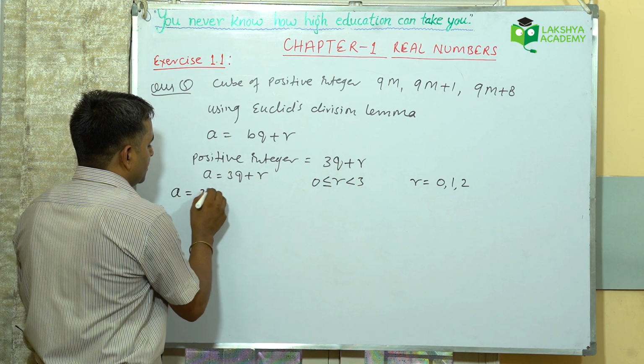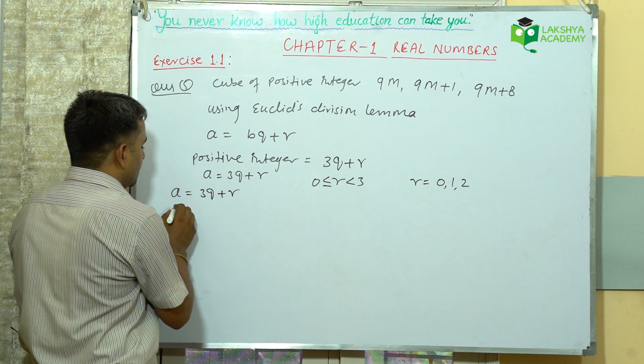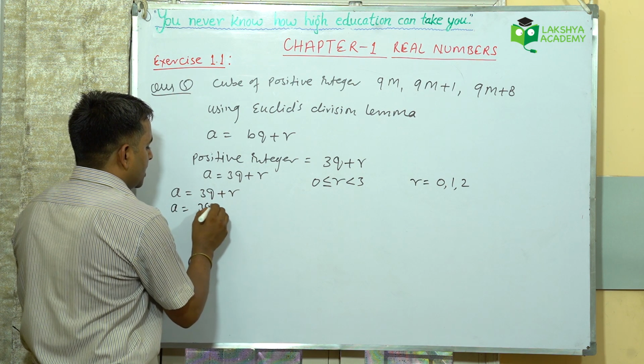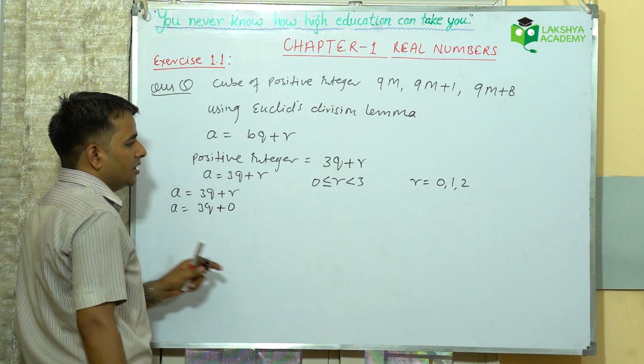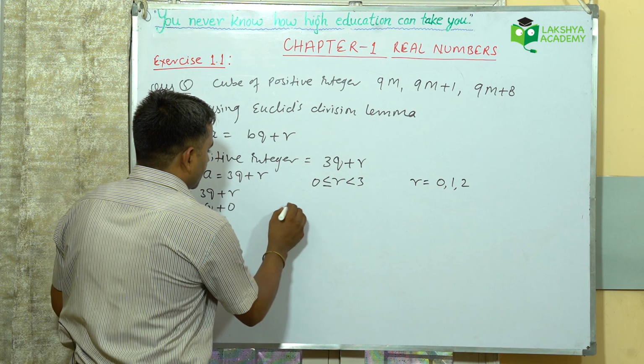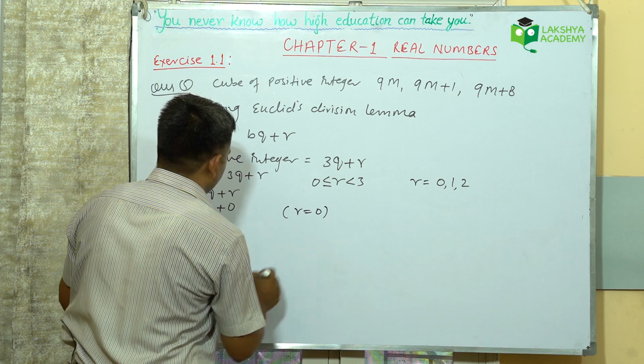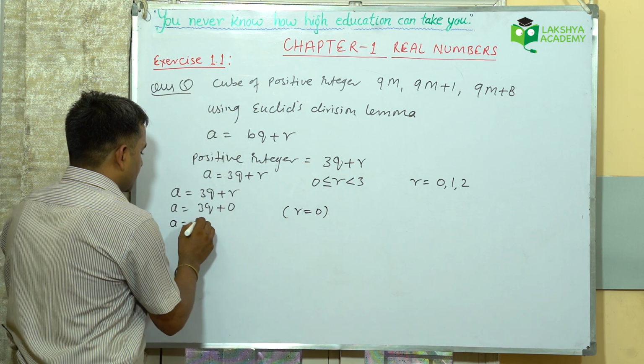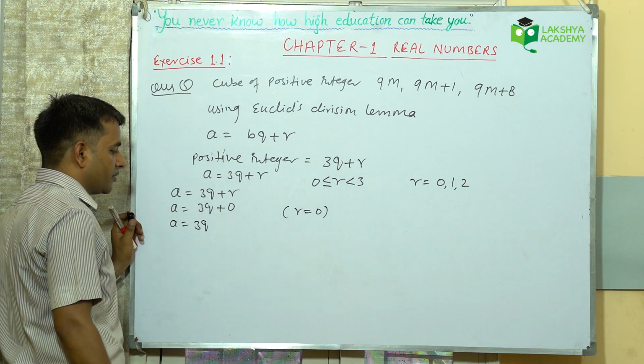A equals 3q plus r. A equals 3q plus 0, taking remainder r equals 0. So when r equals 0, this will reduce to the form 3q.